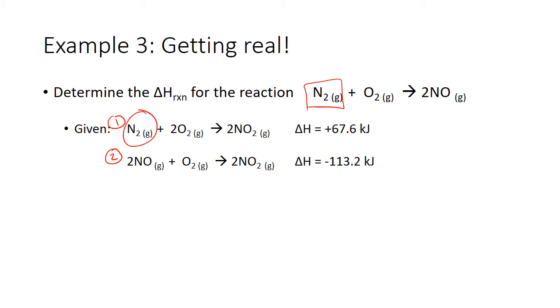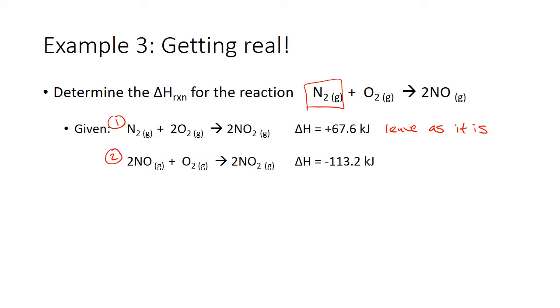It's already on the side of the arrow we want it on, and it's in the correct quantity. We have one of it and we want one of it. So we're going to leave this as is, because if we mess with it at all, that's going to mess with the N2. It's the only place it shows up.